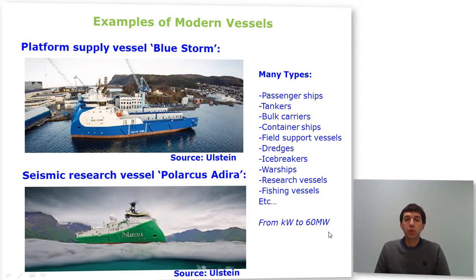So here we have two examples of new or modern vessels from the manufacturer Ulstein, which is in Norway. First of all, we have a platform supply vessel, Blue Storm, which is a very sophisticated vessel, full of technology and full of science, and obviously full of a very rich and sophisticated electric technology as well. And then, as another example, we have a seismic research vessel, Polar Cruzadera, that, although it is dedicated to different tasks compared to this one, is also very sophisticated and very new in relation to the technology it is using.